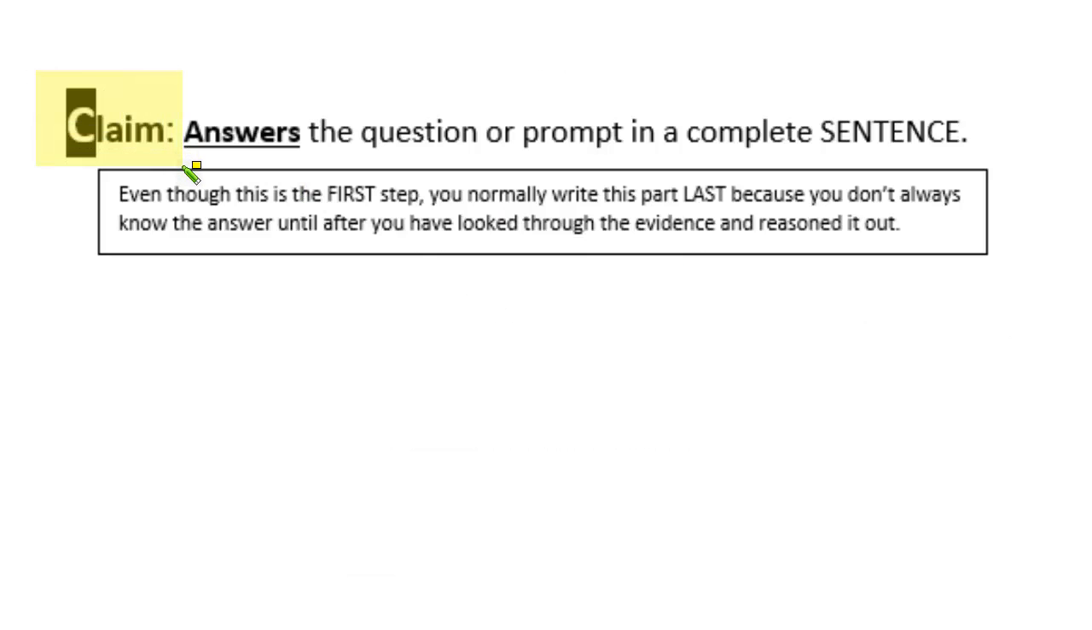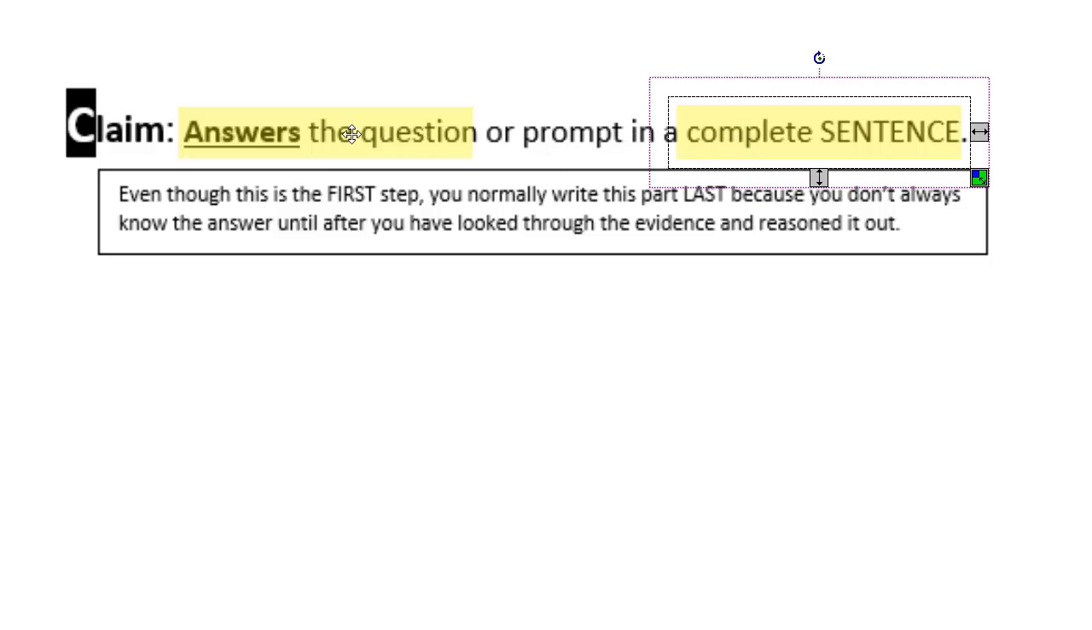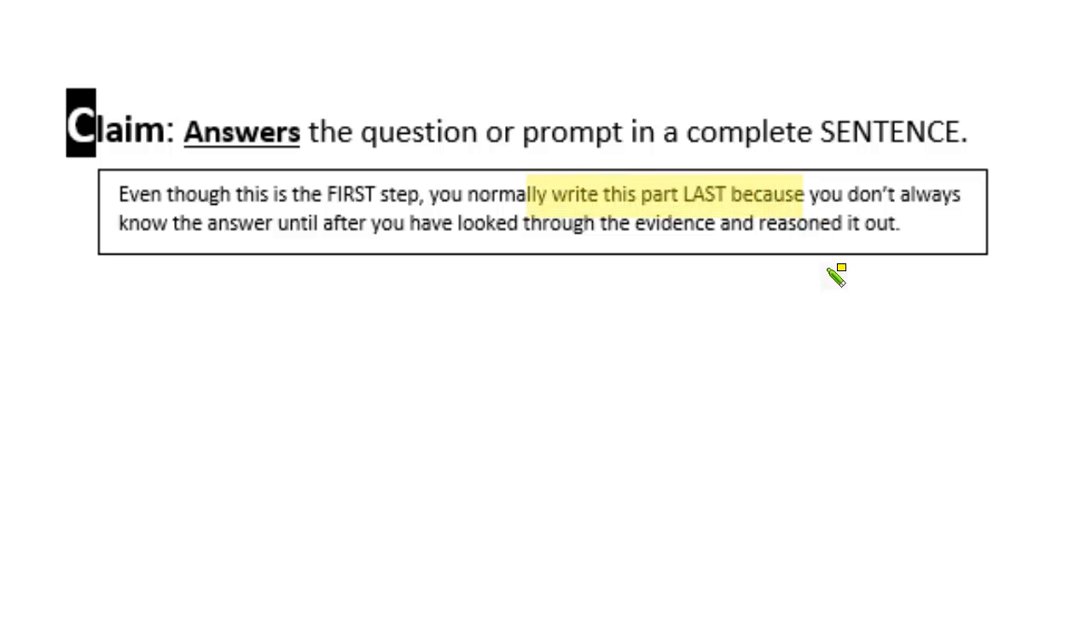First, let's start with the claim. The claim is where you actually answer the question, and it's a complete sentence or maybe two sentences. So it's always going to be a complete sentence, and it's where you actually answer the question. Now, even though claim is the first step in claim, evidence, reasoning, most of the time this is the part you write last, because you have to look at your evidence and analyze what's going on first before you come up with your answer in most cases, unless it's a pretty easy answer and you already know it. So even though claim is first, you tend to write this later on in the process.